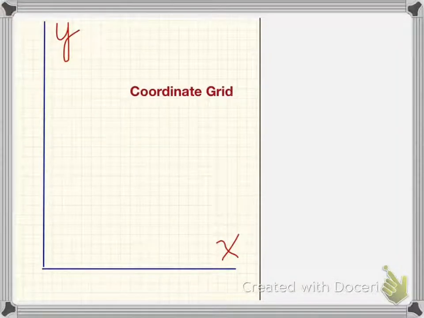Here we have an example of a coordinate grid, and you can see that we've labeled our vertical axis y and our horizontal axis x.